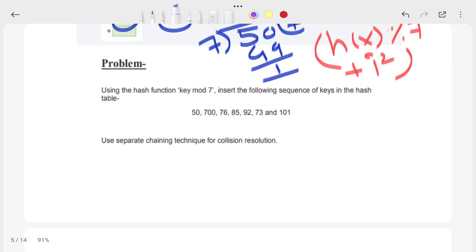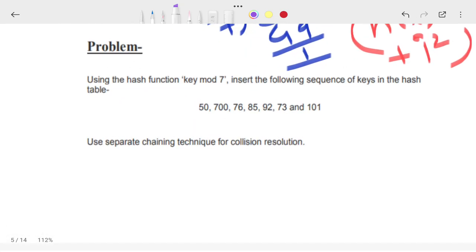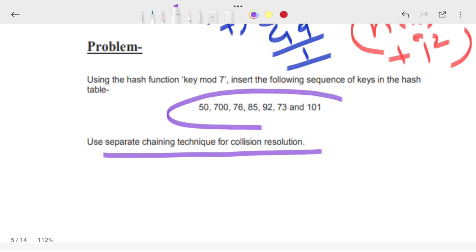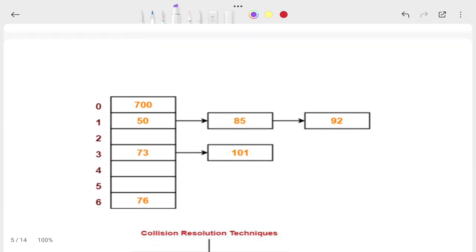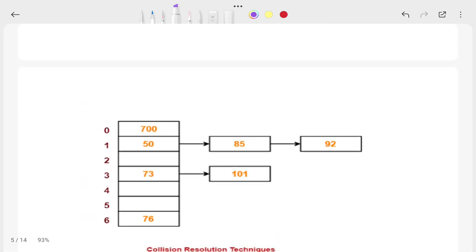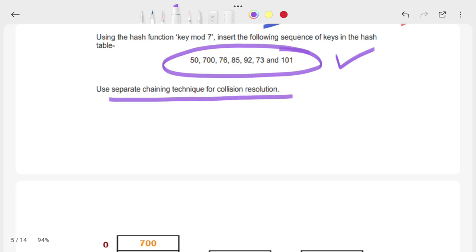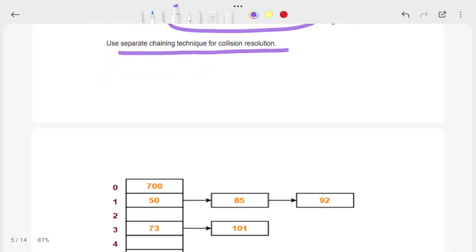we have this example, and I am using the separate chaining method. I have this data, my keys: 50, 700, 76, 85, 92, 73 and 101. Now see here how I solve the problem. So what I did, I place 50. I will check only this one.